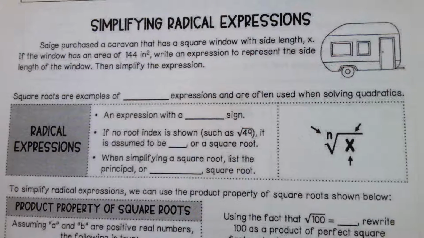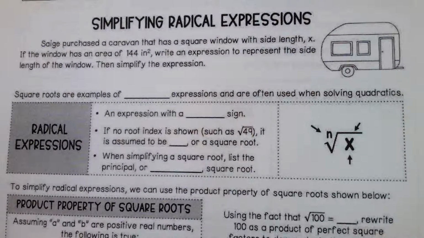All right, so simplifying radicals. It says Sage purchases a caravan that has a square window with side length X. If the window has an area of 144 square inches, write an expression to represent the side length of the window, then simplify the expression.